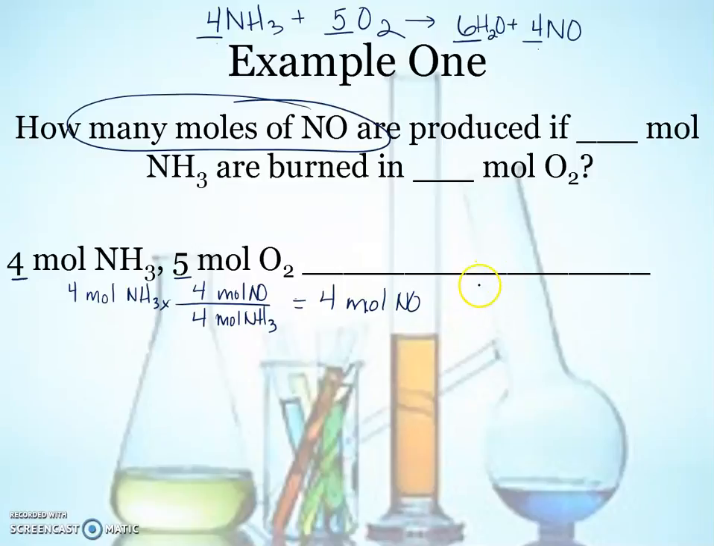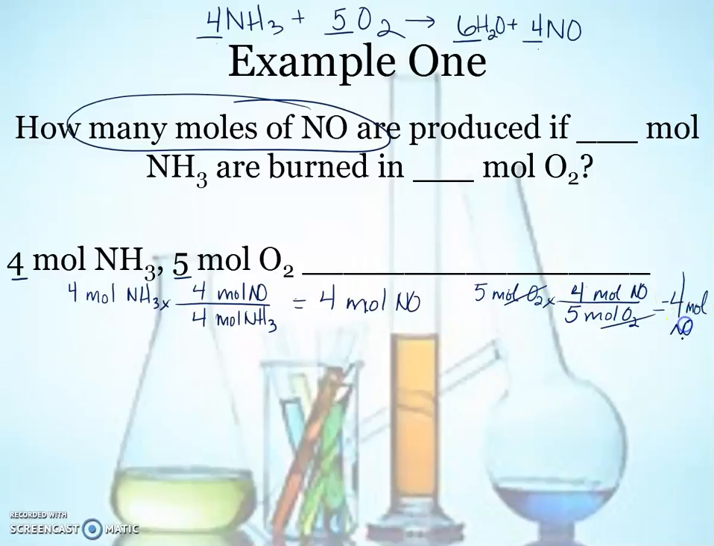All right, well, what about if we had 5 moles of oxygen? Okay, so we put moles of oxygen on bottom, and we put moles of nitrogen monoxide on top. 6 for nitrogen monoxide, and not 6, sorry, 4 for nitrogen monoxide, and 5 for oxygen. And so 5 divided by 5 times 4 is 4. How neat is that?